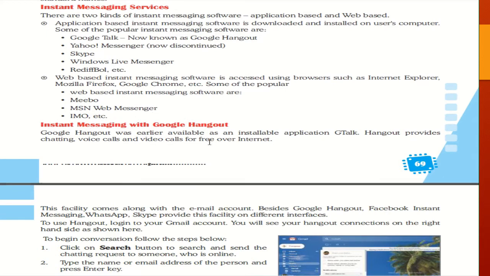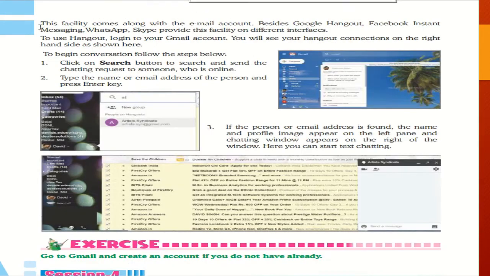Okay, instant messaging with Google Hangouts. Google Hangout was earlier available as an installable application like Gtalk. Hangout provides chatting, voice calls and video calls for free over internet. Right now also it is available. These facilities come along with the email accounts. Besides Google Hangouts, Facebook, Instant Messaging, WhatsApp, Skype provide these facilities on different interface.